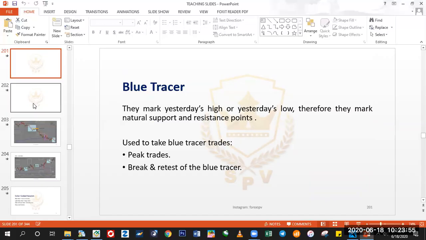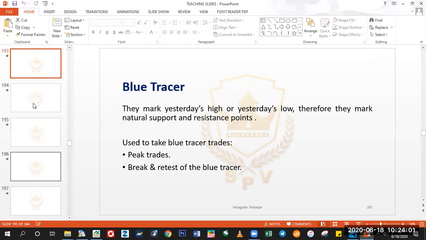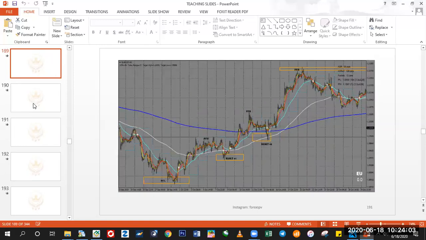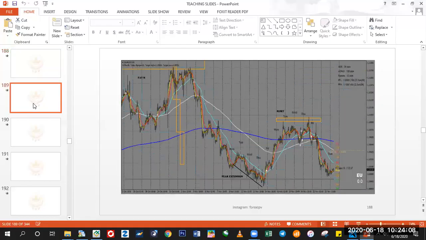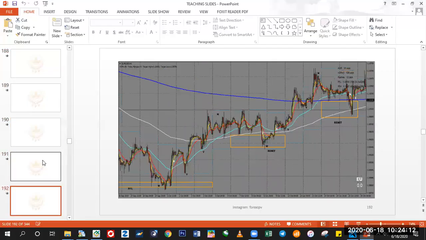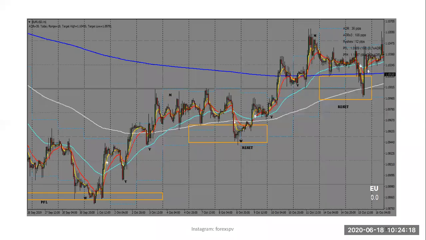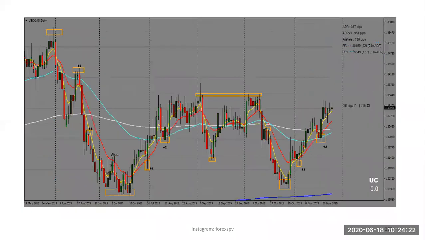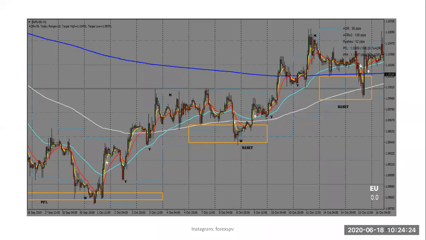I need to go back to that area of reset. I usually want people to understand resets here. See, let's go to Euro USD. I want to show you something.